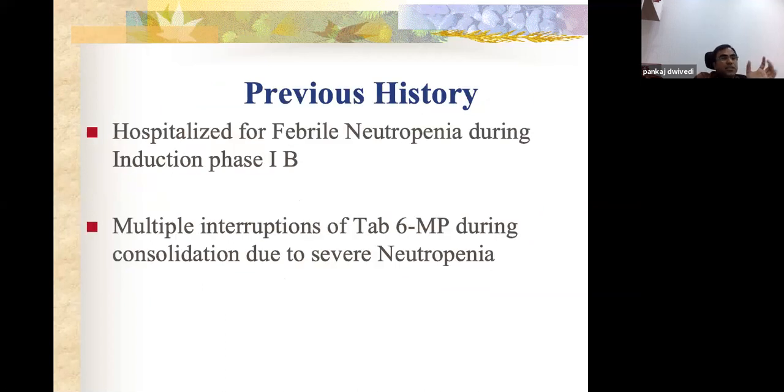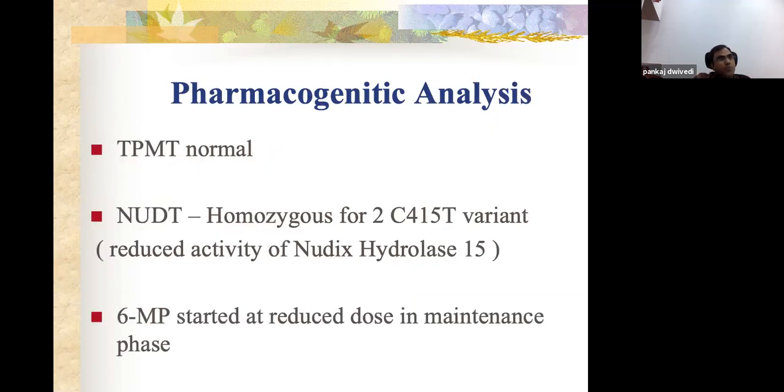He has a previous history when he got the same drugs at other doses. He had prolonged, multiple interruptions of the 6-MP tablet during consolidation due to severe neutropenia, and was hospitalized for febrile neutropenia during induction phase 1B, where the same drugs were used. So we asked for gene analysis, for TPMT, which is responsible for metabolism of 6-thioguanine, and NUDT. We found that he is homozygous for the 42C41T variant. So NUDT is homozygous. That is why he is not able to metabolize 6-TG, causing prolonged myelosuppression.